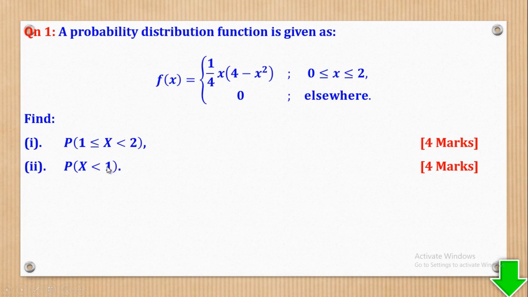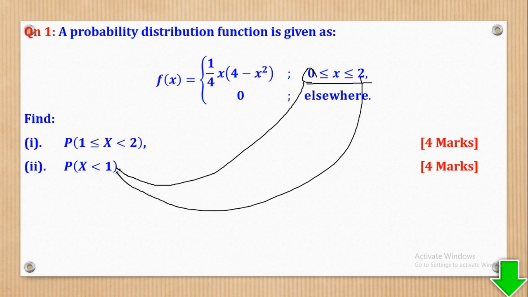So what do you do? You go back to your function and look at the given range of values. The smallest is 0. So x less than 1 means that you start from the smallest, which is 0, and end at 1. If it was x greater than 1, it means that you start from 1 up to the highest. In this case the highest is 2, so you would have integrated from 1 to 2. But in this case we are going to integrate f(x) from 0 to 1.